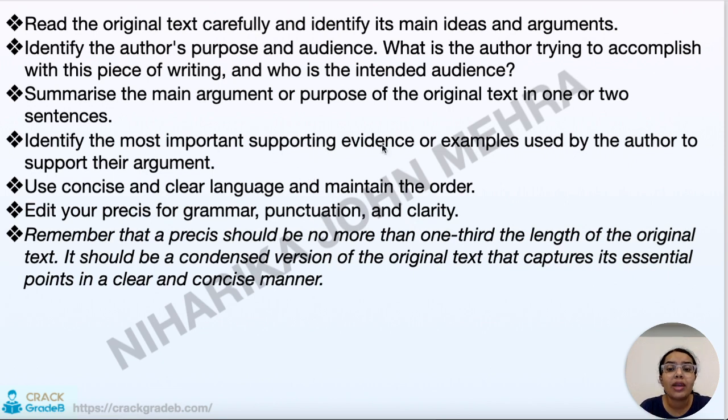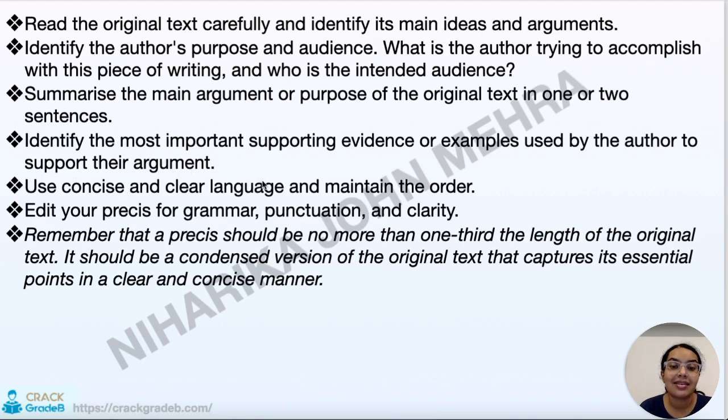Identify the most supporting evidence or examples. Now, important. You may get a long list of examples in the article. But when you are writing a precis, you need only the important examples out of the many given in the passage. Otherwise, you will miss out on other important points which should be covered in the precis. So if you are given 6-7 examples, you pick up the important ones, 2-3, and just mention those relevant ones to support the argument.